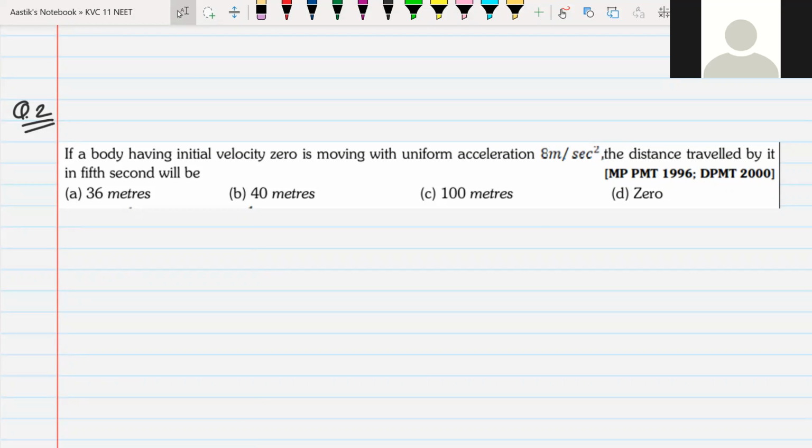A body having an initial velocity 0 is moving with uniform acceleration of 8 meter per second square. The distance traveled in the 5th second is.